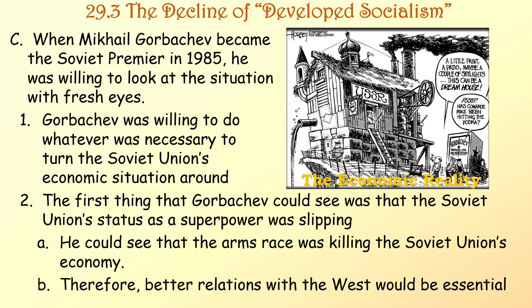When Mikhail Gorbachev became the Soviet premier in 1985, he was willing to look at the situation with fresh eyes. Gorbachev was willing to do whatever was necessary to turn the Soviet Union's economic situation around. And the first thing that Gorbachev could see was that the Soviet Union's status as a superpower was slipping. He could see that the arms race was killing the Soviet Union's economy. Therefore, better relations with the West would be essential.